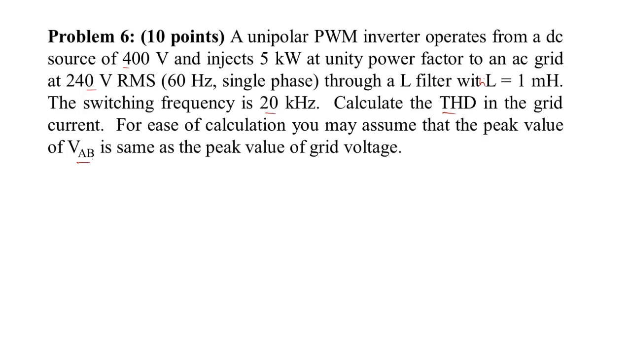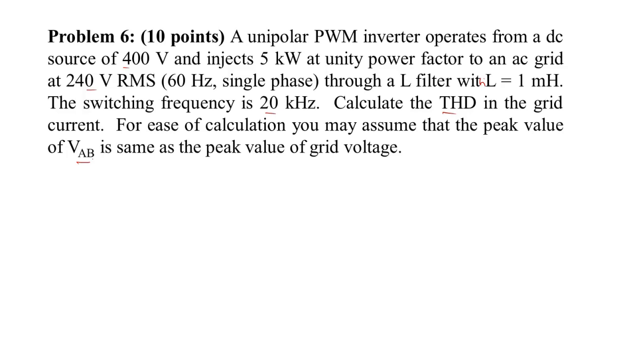To be accurate, we need to calculate that VAB would be V grid plus the drop across the inductance, so j omega L IL. But instead of asking you to calculate all of that, I'm just asking you to assume VAB peak is equal to V grid peak. In practice, it is about 1 or 2% difference. If it is 240 volts RMS, the peak is 240 square root 2, and VAB would be probably about 3 volts above that, but we don't have to consider that.